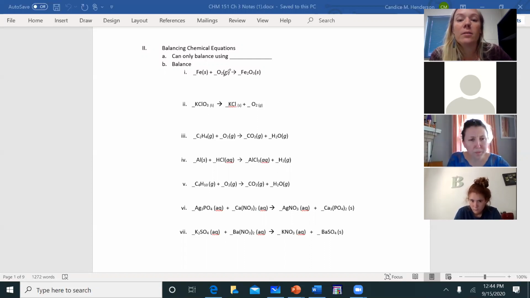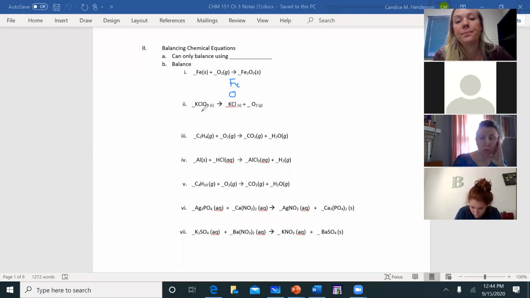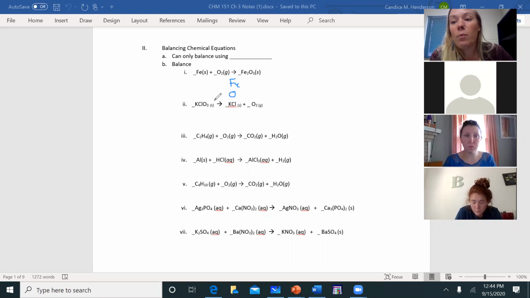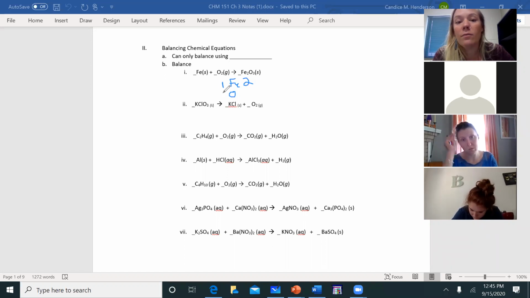Okay, so looking at this one, the way that I start off is I take inventory of what I have. So I have iron and I have oxygen. And then I go ahead and count up how many of each I have currently without any coefficients. Well, we're assuming there's a 1 coefficient for each. So on the left side, I have 1 iron. On the right side, I have 2 irons. On the left side, I have 2 oxygens. And on the right side, I have 3 oxygens.